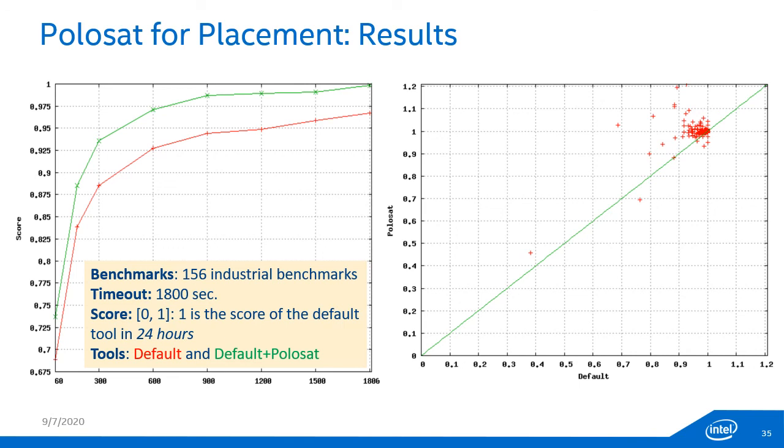Moreover, it makes the score bigger than 1 for a large portion of instances, over a third of the instances, which means that it achieves a better performance in half an hour than the default tool in 24 hours, which is again quite impressive. And I can tell you that Polosat is an enabler for productizing the placer at Intel.